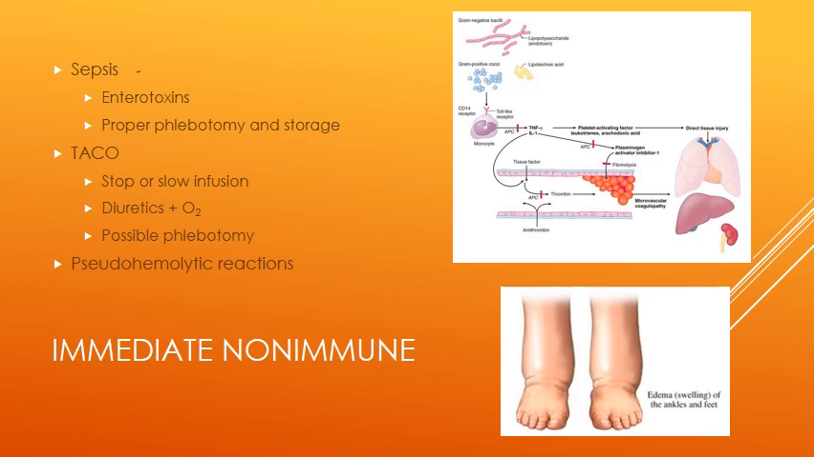So we're talking about organisms that may have actually grown during storage, or just ones that have produced toxins that are now in the bag. So when you transfuse them, you're getting those toxins in the patient. The patient will have a sudden high fever. They'll experience things like abdominal cramps, diarrhea, muscle pain, even shock and DIC, as well as renal and vascular collapse.